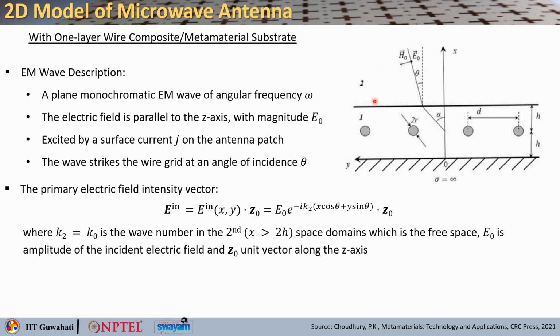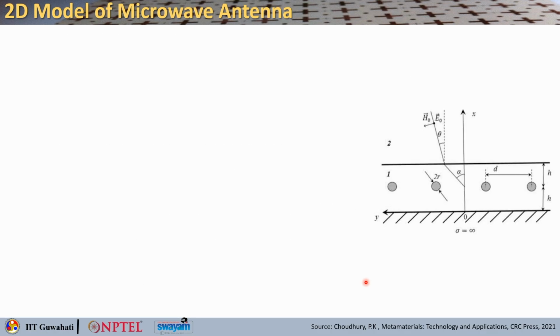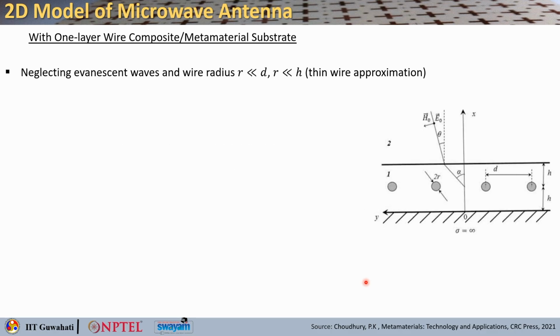Now k2, as I mentioned, is basically k naught only, because it is considered to be air or free space. That is the wave number in the second medium, for the region x greater than 2h. E naught is the amplitude of the incident electric field and z naught is the unit vector along the z axis. Remember that in the study the time factor e to the power i omega t is omitted throughout, so we are not carrying that in our work.